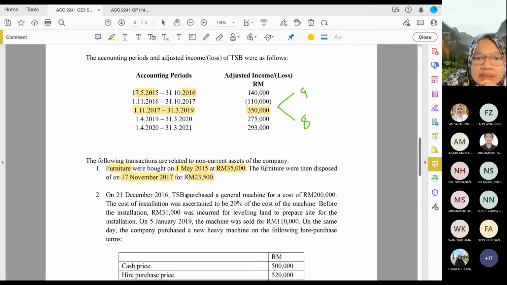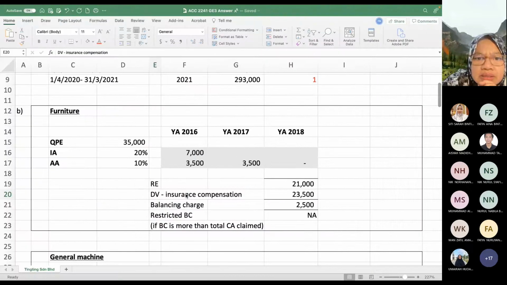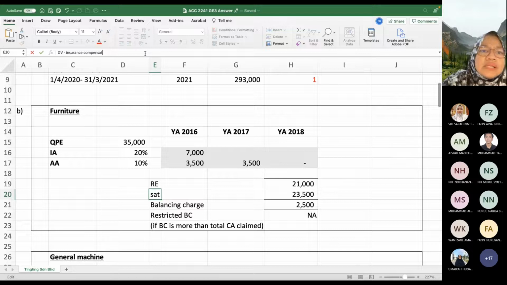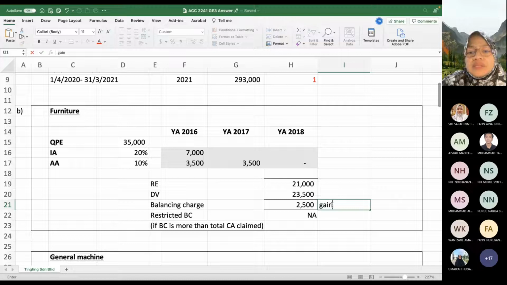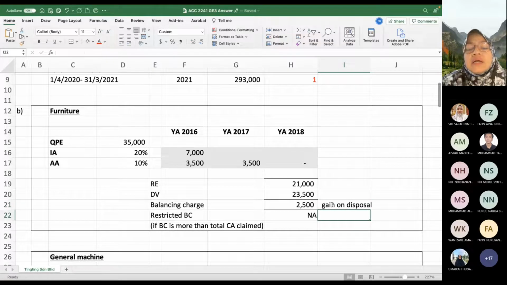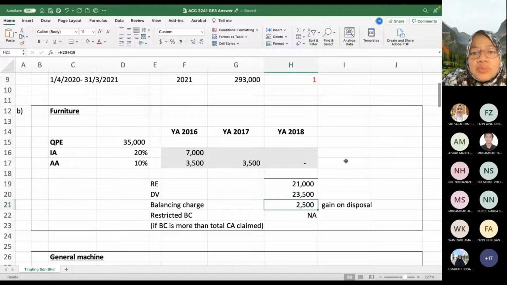Was insurance compensation mentioned? It's not mentioned, right? Where did insurance compensation come from? The disposal value is 23,500. So from there you get a balancing charge. Why? Because your disposal value is more than your residual expenditure. In other words, a balancing charge is a gain on your disposal. Remember that this one is in 2018, so in 2018 you are going to have a balancing charge of 2,500. Remember that, because this will be brought into your computation later.